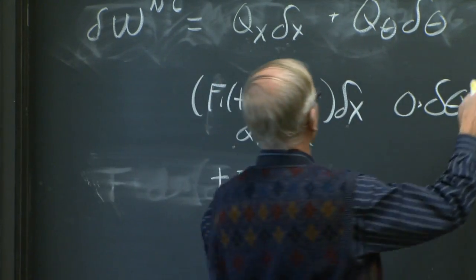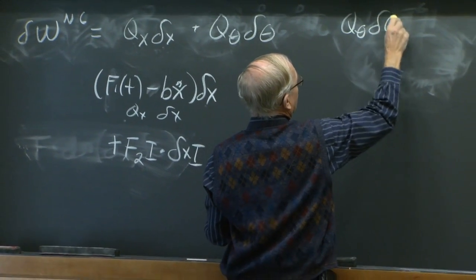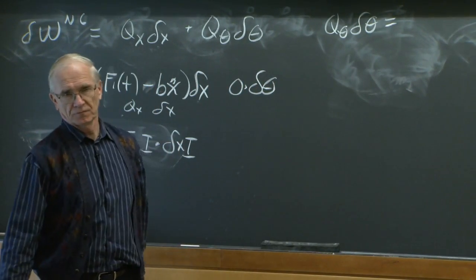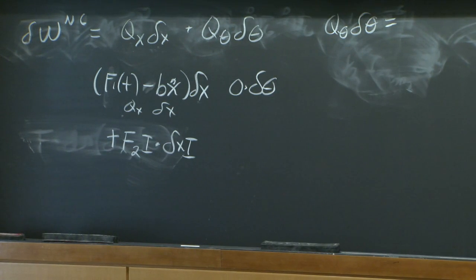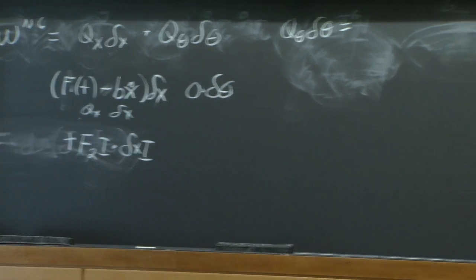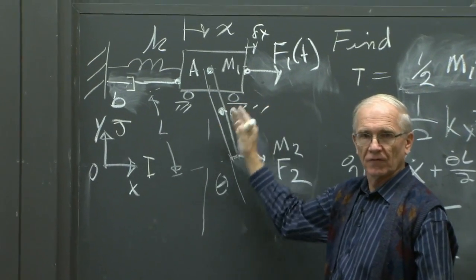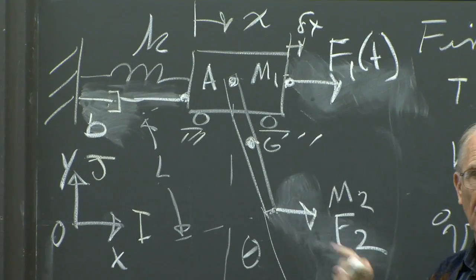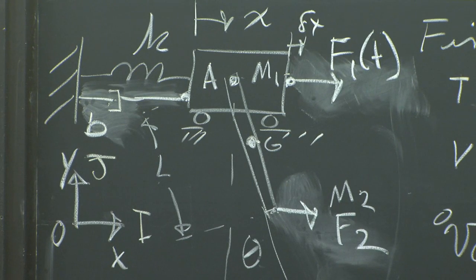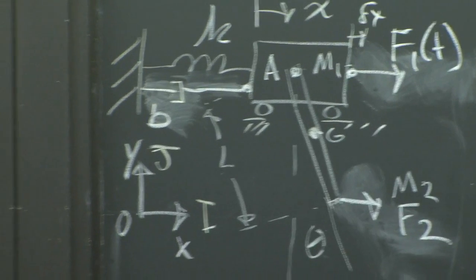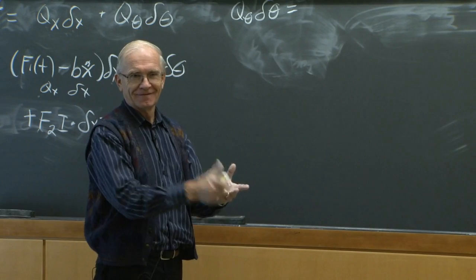How about the other direction, though? How about Q theta delta theta? What does it give you? So now, if you freeze x and allow a slight angular variation delta theta, does this force do any work? Okay, how much? Is it F2 delta theta? That's wrong in two ways. Dimensions are wrong. Something else is wrong.